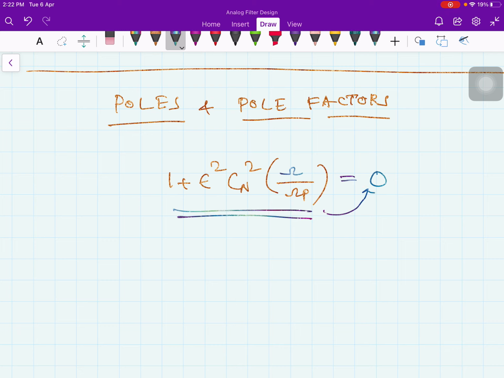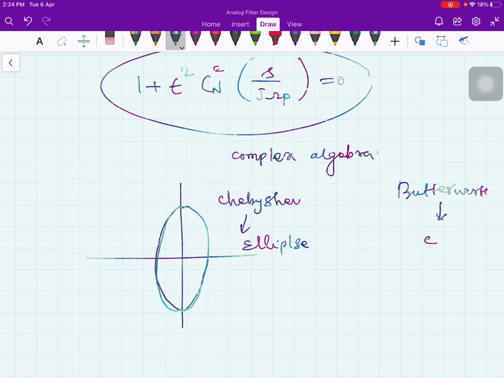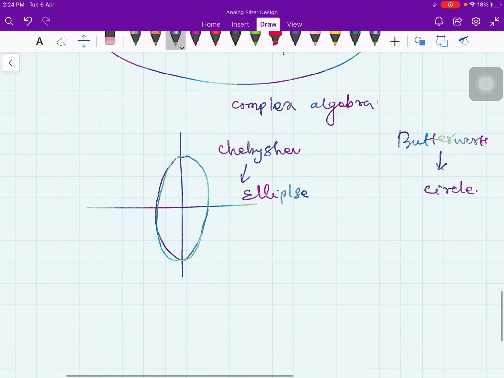The end result is that the poles are located on an ellipse. If you find the poles, these poles are located on an ellipse instead of a circle as in the Butterworth case. So for a Chebyshev filter, the poles are located on an ellipse, but if you take a Butterworth filter, the poles are located on a circle.